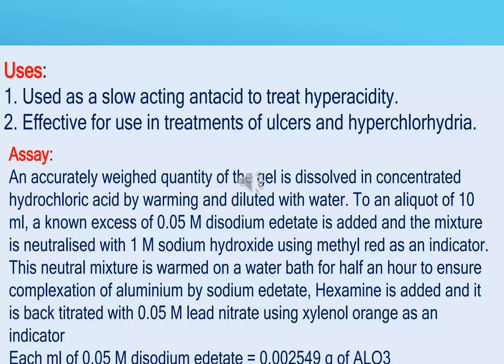Uses. Used as a slow acting antacid to treat hyperacidity. Second, aluminum hydroxide is effective for use in the treatment of ulcer and hyperchlorhydria.